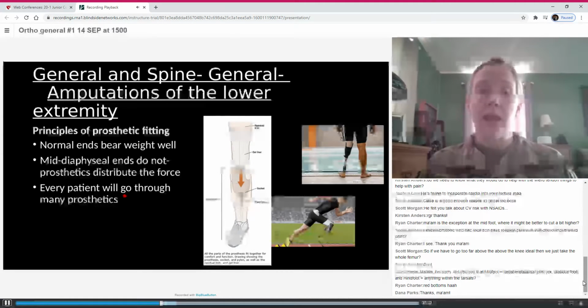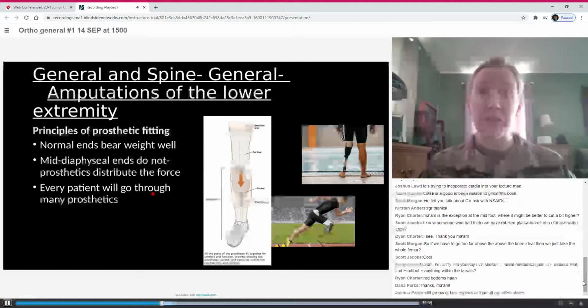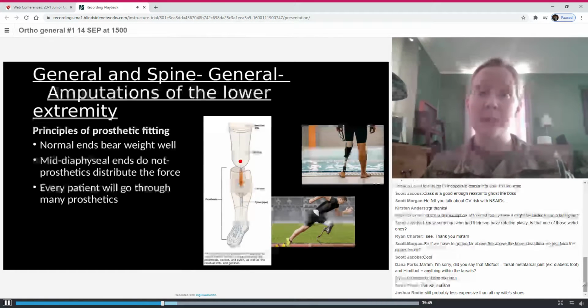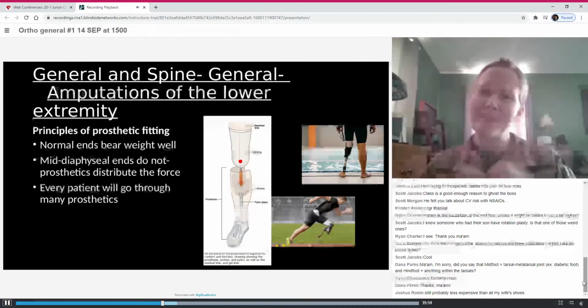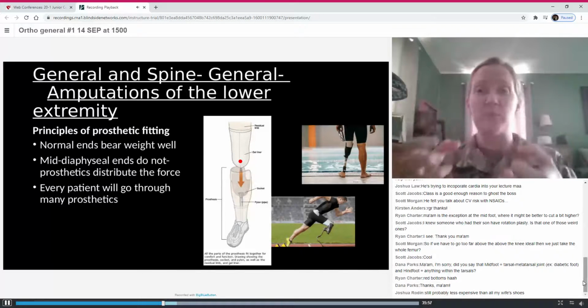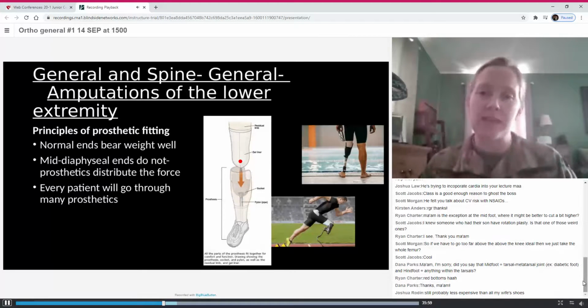Every patient will go through a bunch of them as the muscles around the end of their residual limb start to atrophy because they're no longer pulling on anything. They don't have that same demand for large muscle mass. So they'll atrophy down to kind of be skinny, sad chicken limbs. That will change that suction cup aspect of the prosthetic, so we'll have to give them a new prosthetic to help with that.